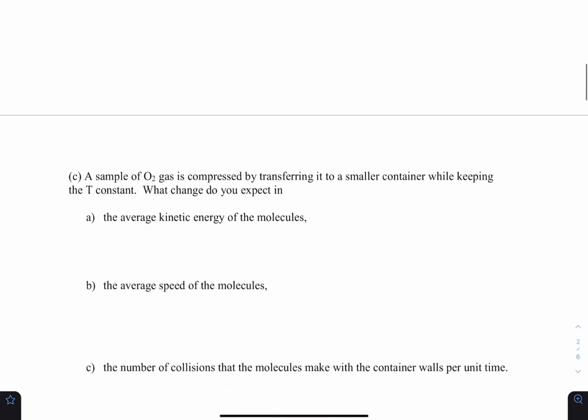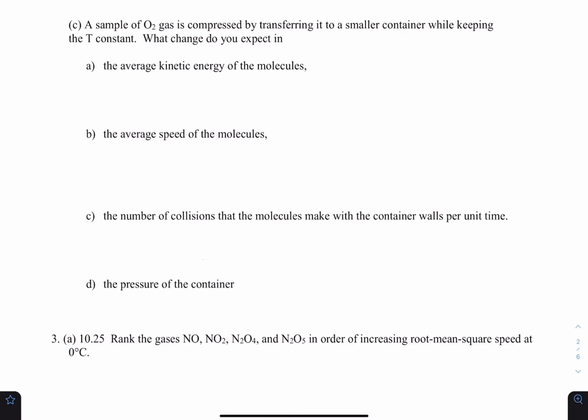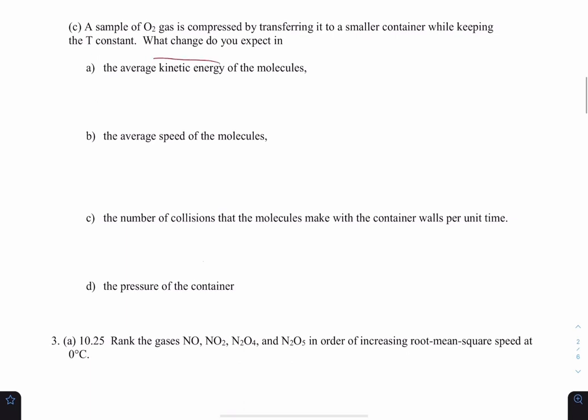All right, part C says a sample of O2 gas is compressed by transferring it to a smaller container while keeping the temperature constant. What change do you expect in the average kinetic energy of the molecules, the average speed of the molecules, the number of collisions that the molecules make with the container walls per unit time, and D, the pressure of the container? All right.